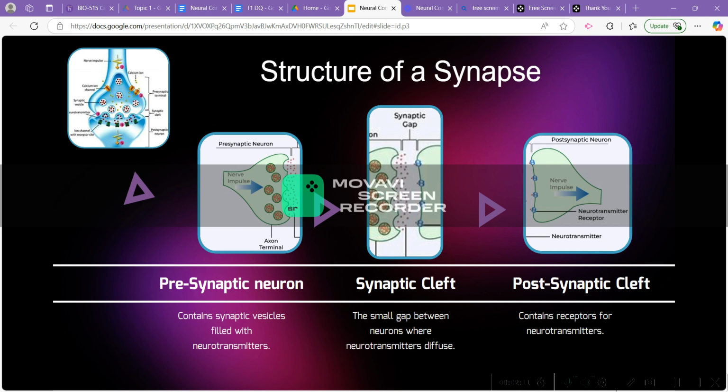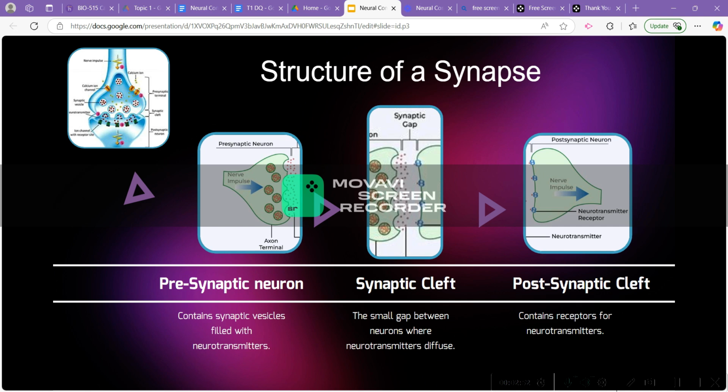The presynaptic neuron sends the signal in synaptic communication. It contains synaptic vesicles filled with neurotransmitters, which are chemical messengers responsible for transmitting signals to the next neuron. When the action potential reaches the axon terminal of the presynaptic neuron, these vesicles release neurotransmitters into the synaptic cleft, a small gap between the presynaptic and postsynaptic neurons. The synaptic cleft serves as a space through which neurotransmitters diffuse before binding to specific receptors on the postsynaptic neuron.